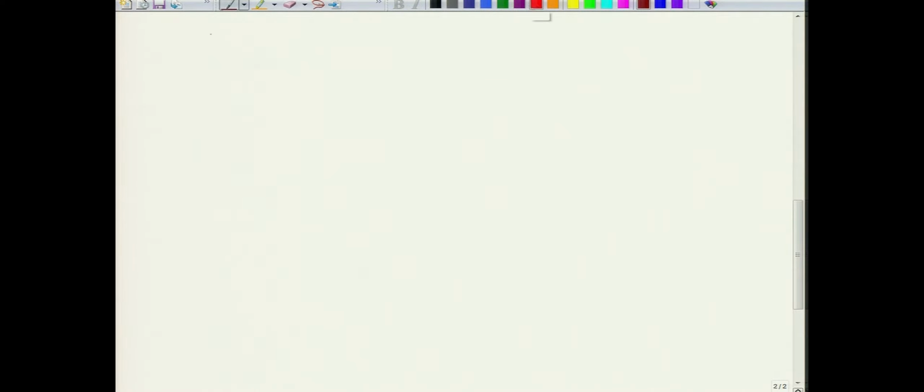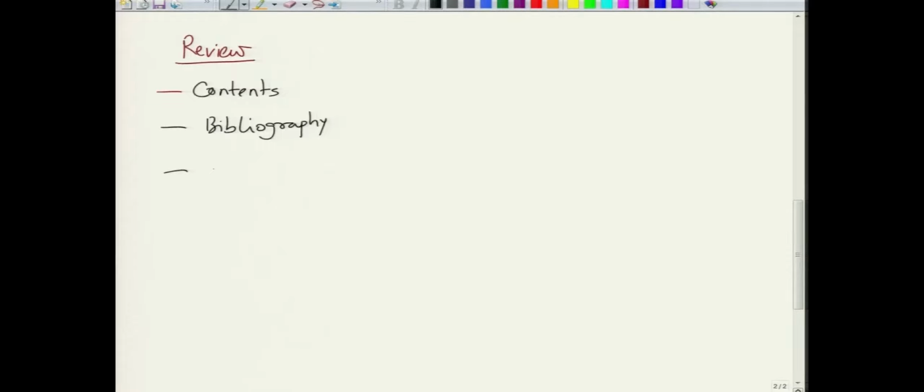So, in the last lecture we talked about, we basically narrated the contents. We looked at the contents of the course, and then we looked at the bibliography, the kind of books that you need to read, and then we introduced some concepts related to structure. So, we started with the concept of lattice and unit cell.